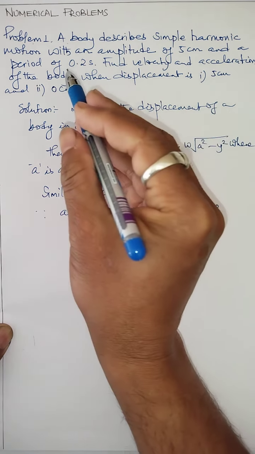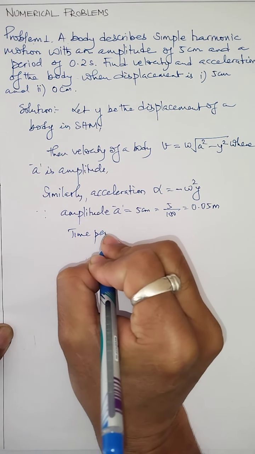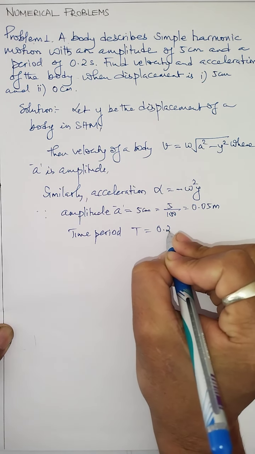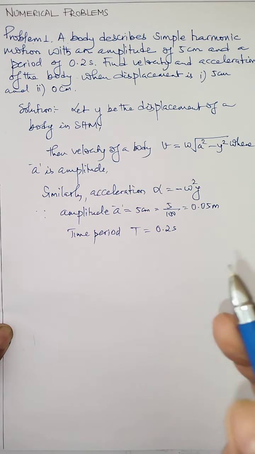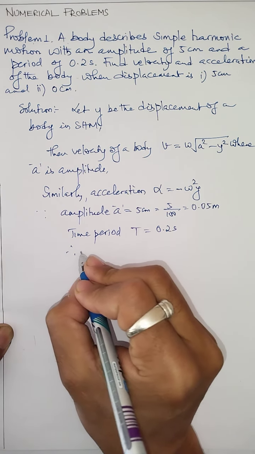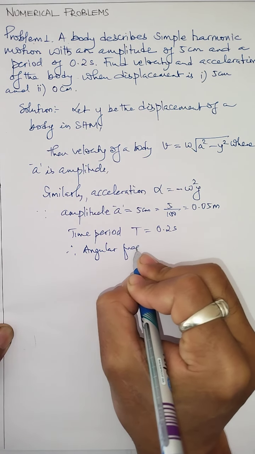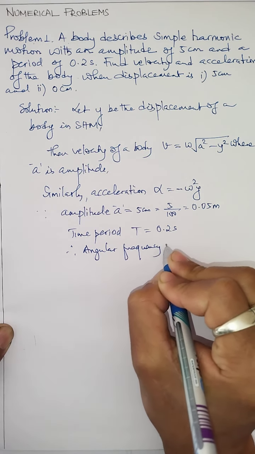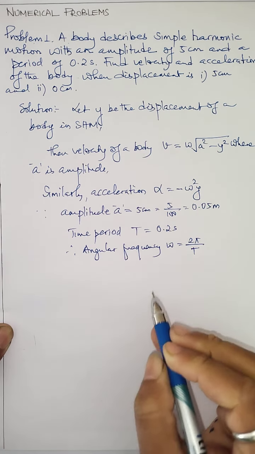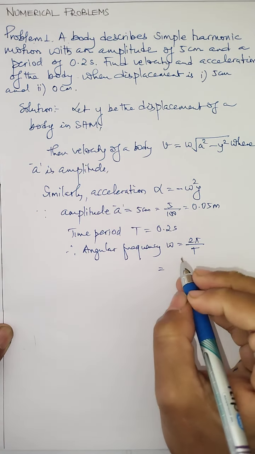Now at the same time, the time period is also given. So the time period of simple harmonic motion is known, that is T is 0.2 second. When the time period is known, we can find the angular frequency. The formula of angular frequency is omega equals 2 pi by T. So let me substitute the value.